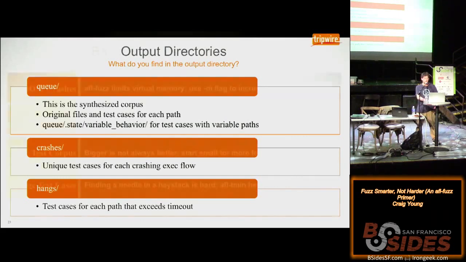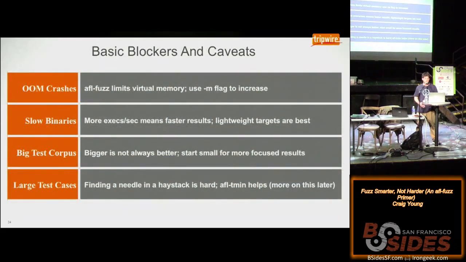When you're running a fuzz, you might run into a couple of different error conditions or blockers, if you will. The first one that you'll probably notice is out-of-memory conditions. This is going to happen a lot on some things because when you're running AFL, it's going to be limiting the memory envelope that you've got, the virtual memory available for the fuzz process.